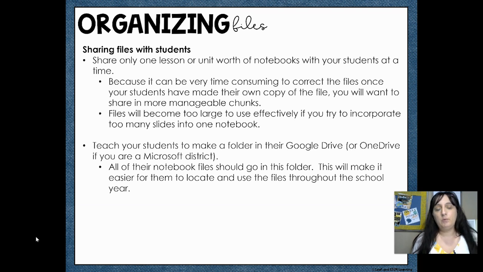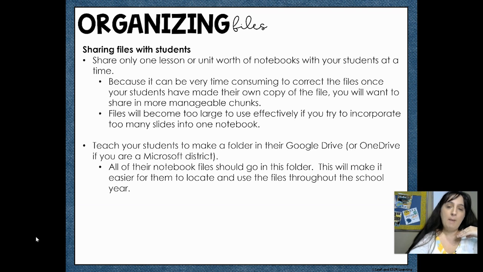I'd also recommend one of your very first lessons at the beginning of using an interactive notebook with your students digitally is to teach them how to make a folder in their Google Drive, or if you're a Microsoft district, in their OneDrive. That way your students have a place to keep all their notebooks. If they have digital notebooks for multiple subjects, I'd also encourage making one folder for each: math digital notebook, science digital notebook, ELA digital notebook, social studies digital notebook. That way when they get one, they can put it into that folder, and then they'll have all their notebooks for the year in that folder.